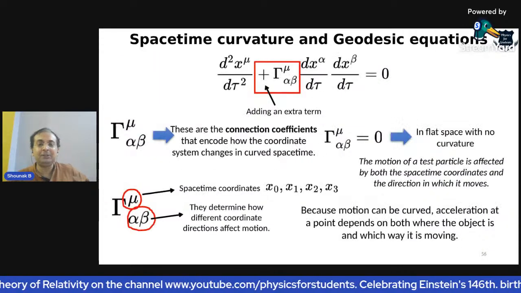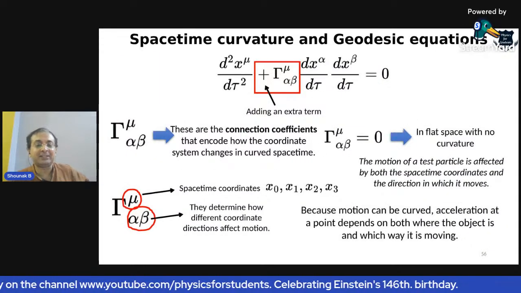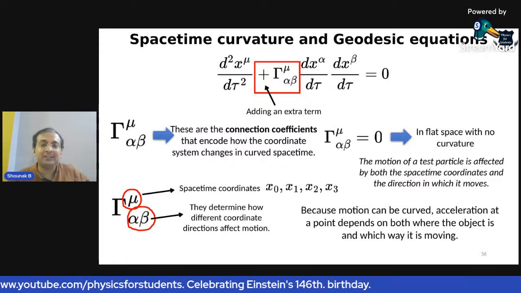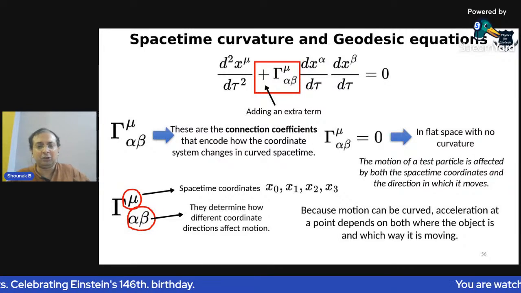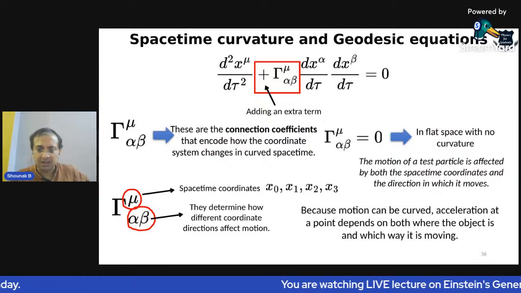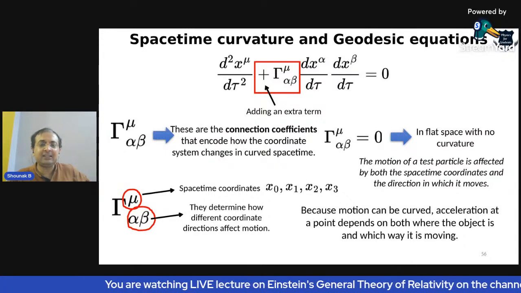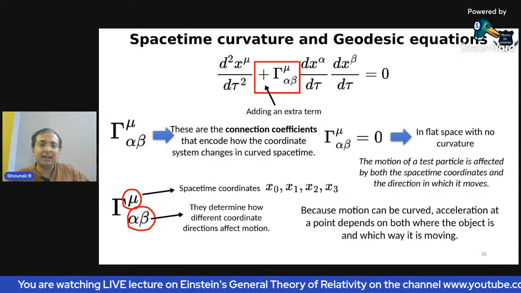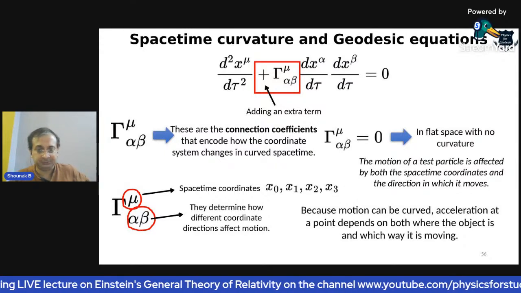But first, let me tell you this one. Here you can see that this is basically the connection coefficient. Now, this is a little bit mathematical. I know you might not be enjoying this part of our discussion, and I will discuss this a little bit later. But these are the Christoffel symbols. They are basically the connection coefficients.